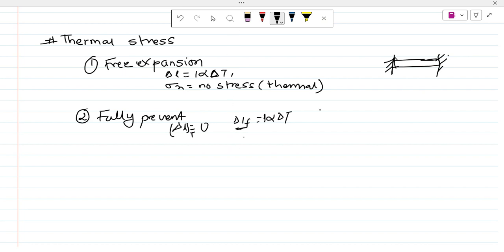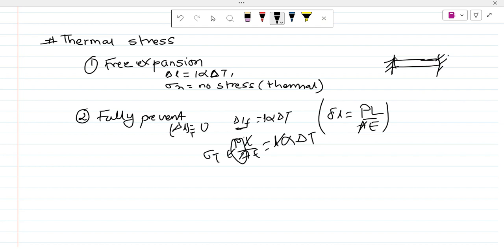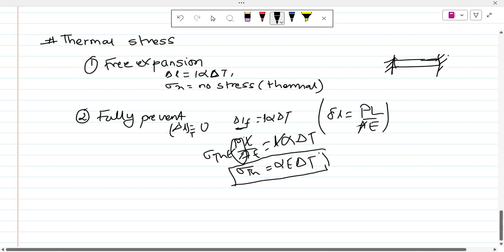Okay, I know that del L equals PL by A E. So if I put this here, PL by A E equals L alpha del T. L will be cancelled. So P upon A is our new stress, which is generated due to thermal reasons. So the thermal stress sigma TH equals alpha E del T. This is our thermal stress in the fully prevented case.